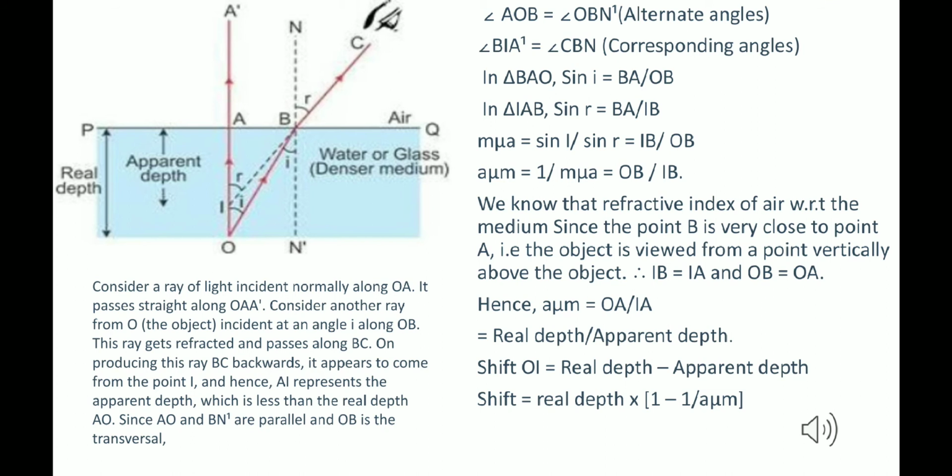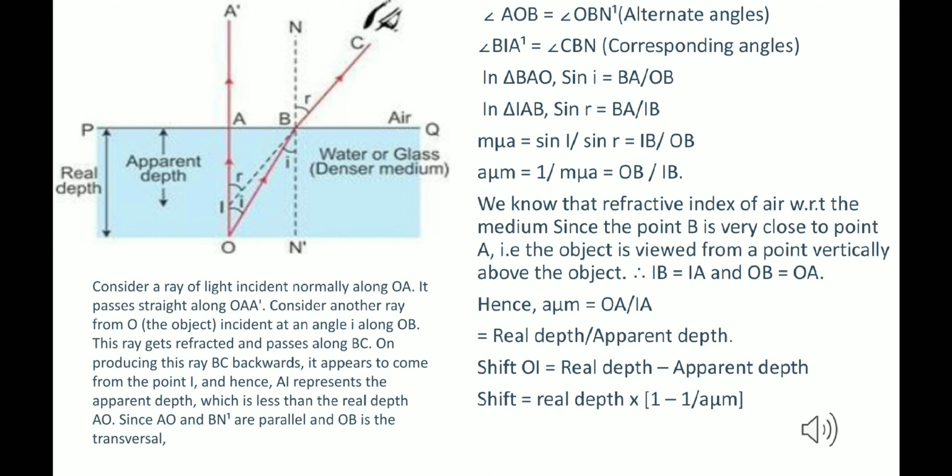Now, refractive index is sin i upon sin r. So, AB upon OB divided by AB upon IB. AB and AB are cancelled. We get IB upon OB. If you don't understand over here, you can take a copy along with me and do it also. So refractive index comes to IB upon OB. Now, this was M mu A. You all have studied the principle of reversibility. If I have to find out A mu M, I will do 1 upon M mu A. And therefore, it will become OB upon IB.